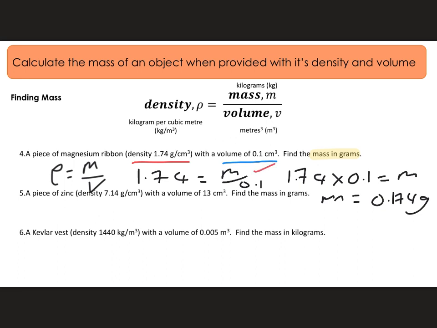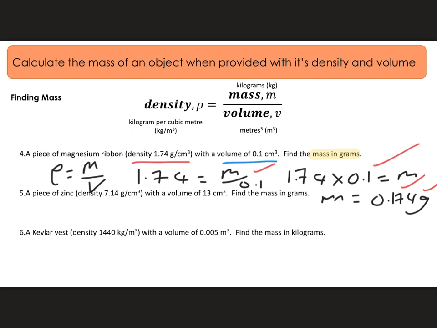Okay, just to show you how you get the marks, we get 1 mark here for substituting the numbers in correctly, so 1.74 equals mass over 0.1. The next mark for rearranging correctly to get that 1.74 times 0.1 is equal to my mass. 1 mark for getting the correct answer, which is 0.174, and then 1 mark for the unit, which is grams. So can you give yourself a score out of 4 there, please?